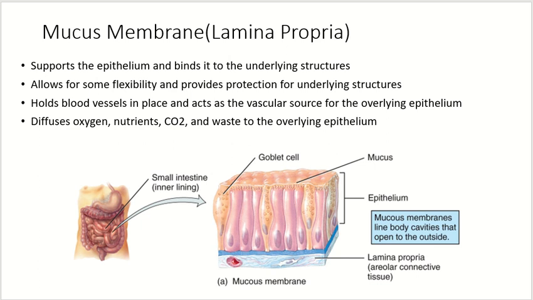The lamina propria is also going to be important for the diffusion of oxygen, nutrients, CO2, removal of waste, etc., from that underlying epithelium. Because remember, this is where all of the vasculature is going to reside, and this is going to supply nutrients and waste removal for those cells of the epithelium that are residing above it. So it's a pretty handy little layer there, our lamina propria.